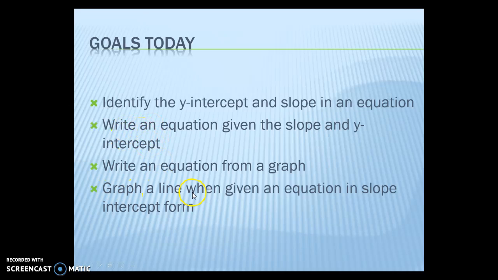And then we're going to graph a line when given an equation in slope-intercept form, which we're going to use the y-intercept and the slope. Remember, the y-intercept is the point on the graph where our line crosses the y-axis. So just a little review there.